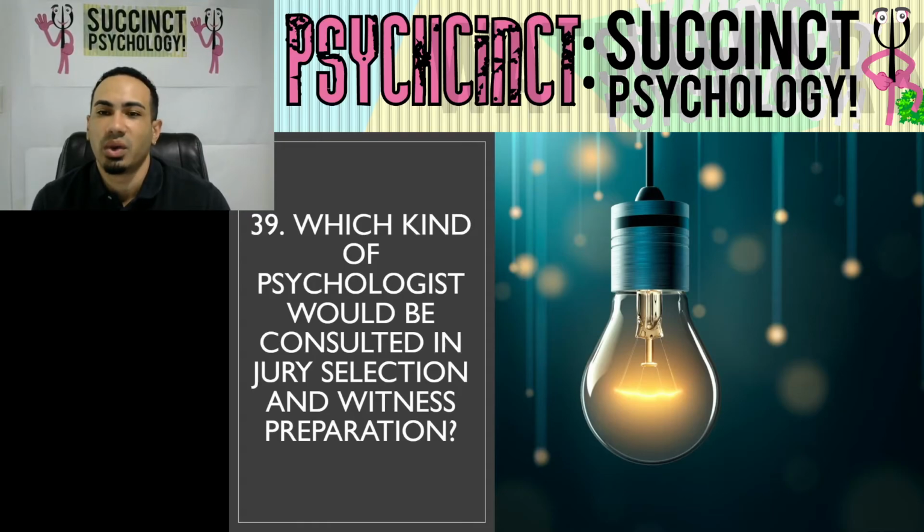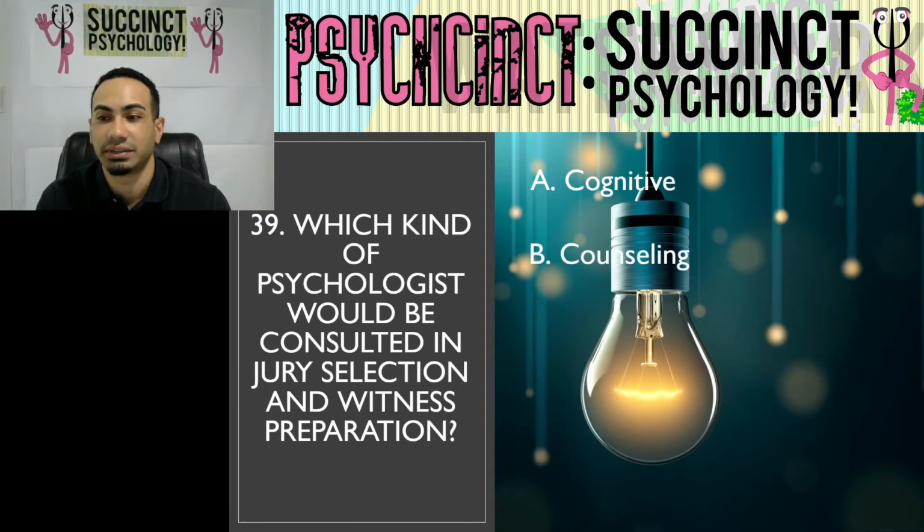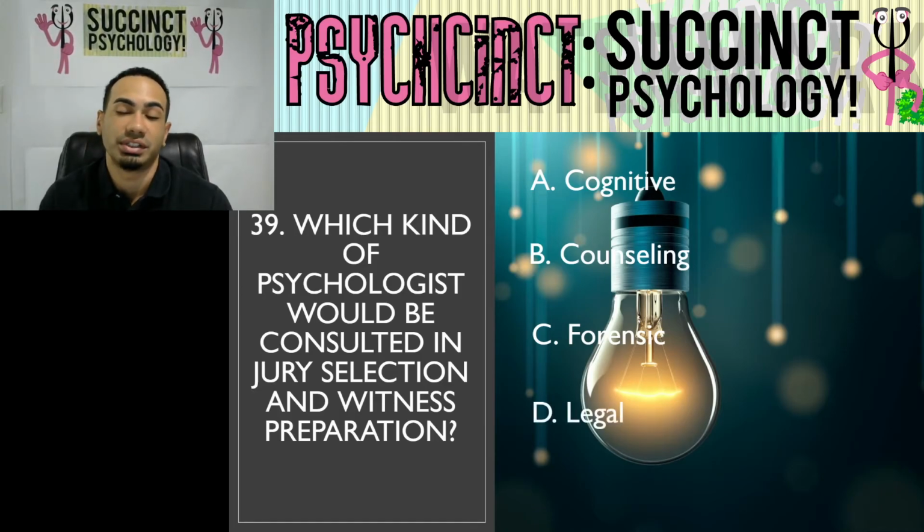All right. Which kind of psychologist would be consulted in jury selection and witness preparation? We have option A, cognitive, option B, counseling, option C, forensic, and option D, legal. Okay, so dealing with jury and witness protection. So we can already see that it's probably not cognitive and it's probably not counseling, because neither of those have anything to do with jury selection or witness protection. So we're left with forensic and legal.